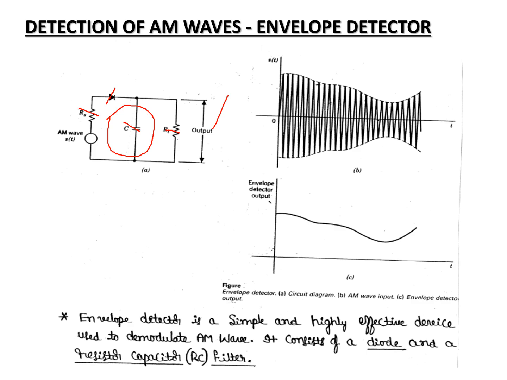Here, the capacitor charges and discharges, depending upon whether the diode is conducting or not, which in turn depends upon the standard AM signal S of t AM applied to this circuit. The envelope detector is a simple and highly effective device used to demodulate AM waves. It consists of a diode and a resistor-capacitor filter, an RC filter.